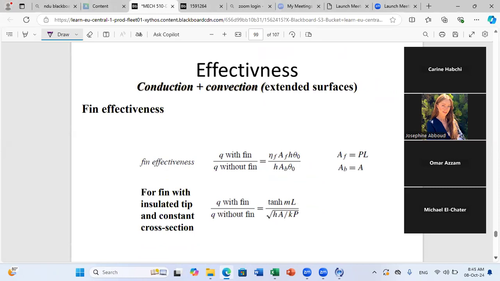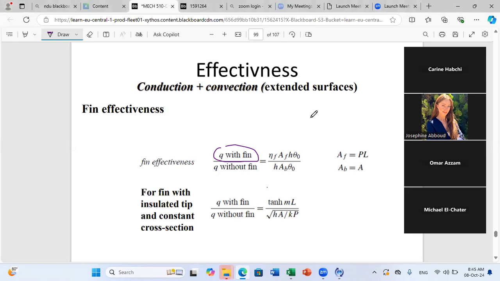So, the fin efficiency, as we said, is the actual transfer over the maximum possible transfer if the whole temperature of the fin is at T base. While the fin effectiveness is comparing, if you want, the case with fin relative to the case without fin. So the fin effectiveness will give us the heat convected with fin divided by the case where we don't have a fin. And what is the difference?